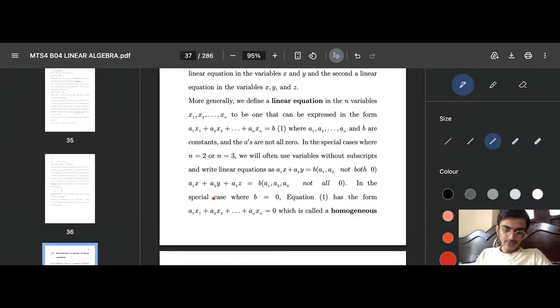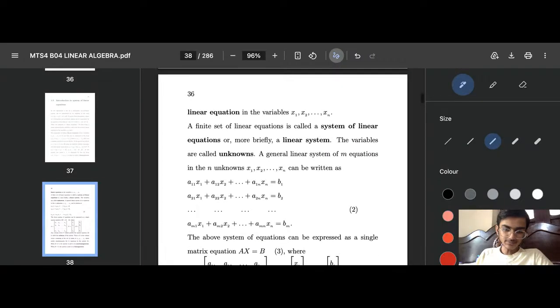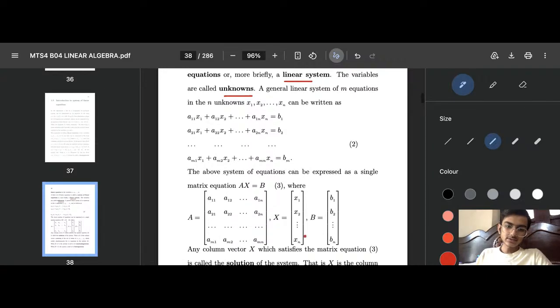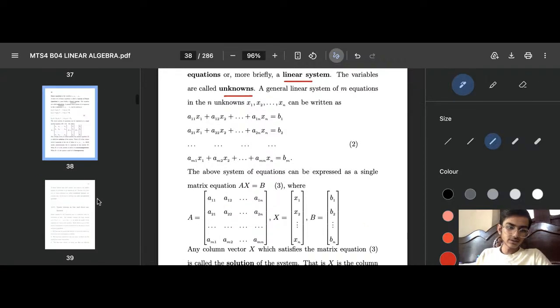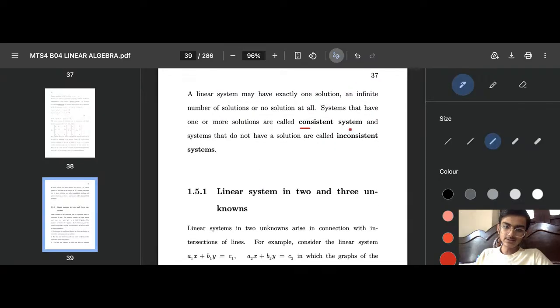So suppose we are with this particular expression here, just taking this example. These variables are called unknowns, and this is a system of linear equations, also called a linear system. Here we discussed the matrix method, that is Ax = b, and then comes consistency and inconsistency. If it has one or more solutions, then it is called consistent, and if it doesn't have any solution, then it's called an inconsistent system.